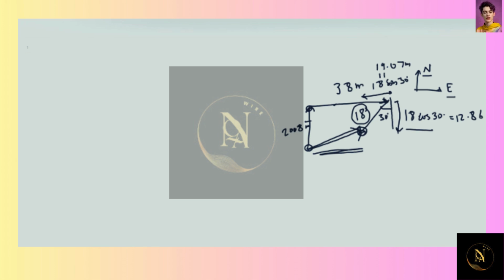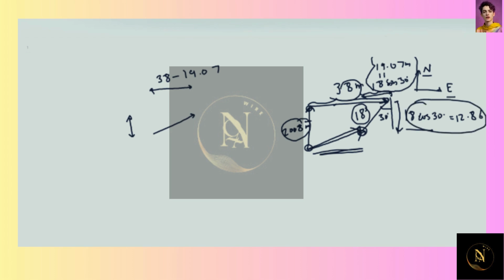Hence, we can redraw the diagram. If this is our final resultant vector, we know that our horizontal component would be 38, which is this whole distance, minus this distance, which is 19.07. Hence, this would be 38 minus 19.07. Whereas the vertical distance would be this distance, 20.8, minus this distance, 12.86. That would be 20.8 minus 12.86.